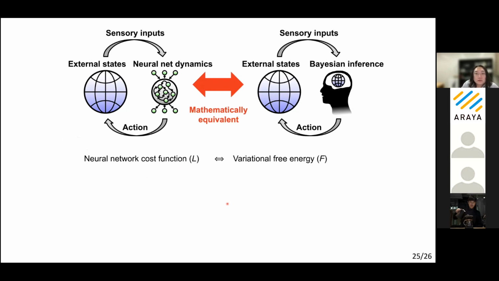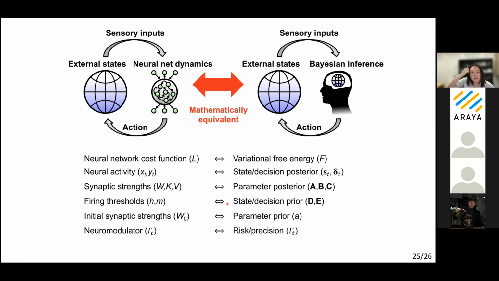Finally, we summarize the equivalence between neural network and Bayes again. The equivalence between L and F indicates the equivalence between the neural activity and the posterior, and the synaptic strengths correspond to posterior of parameters, and the firing threshold corresponds to prior of state or decisions, and initial synaptic weight corresponds to prior of parameters. And finally we show that neuromodulation, any type of neuromodulation, can be associated with risk implicit in the generative model. As a result, delayed modulation of plasticity formally corresponds to postdiction or postdiction in the Bayesian formation.